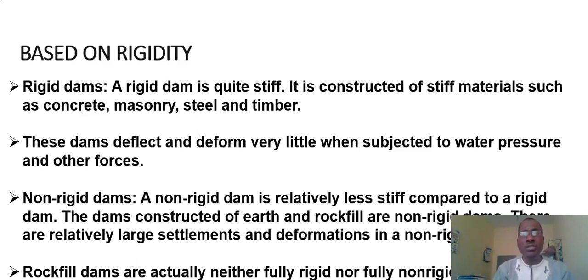Based on rigidity, a rigid dam is quite stiff. It is constructed with stiff materials such as concrete, masonry, steel, and timber. These dams deflect and deform very little when subject to water pressure, hydraulic pressure, and other forces. The non-rigid dam is relatively less stiff compared to a rigid dam. Earth and rockfill dams are non-rigid dams. There are relatively large settlements of the foundation in non-rigid dams. Rockfill dams are actually neither fully rigid nor fully non-rigid, so they are classified as semi-rigid dams.